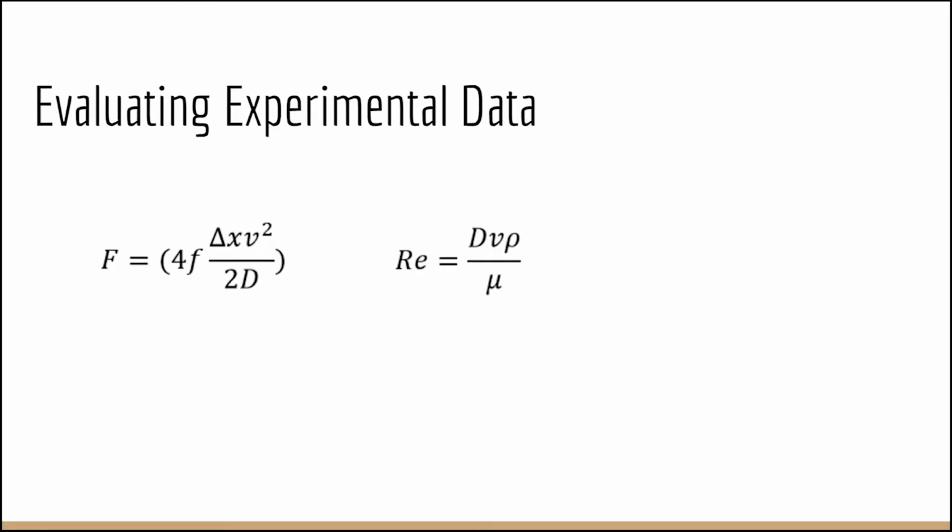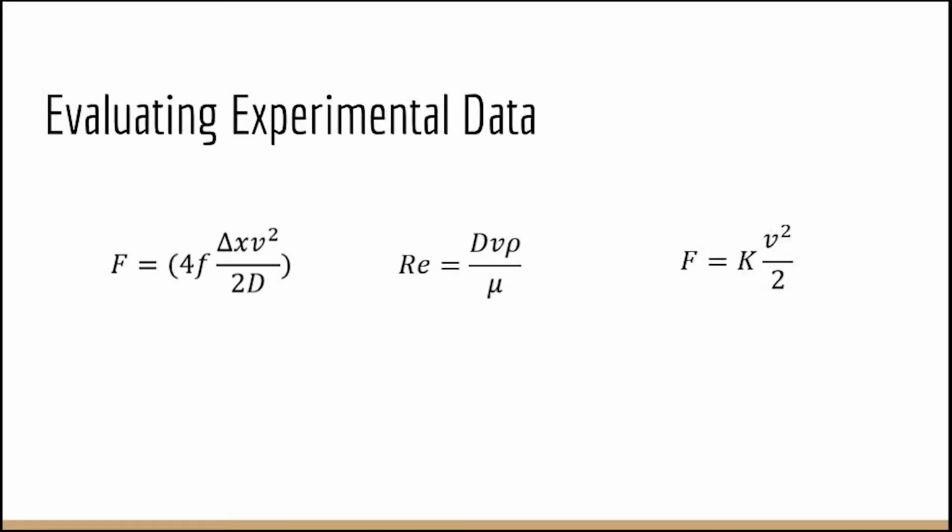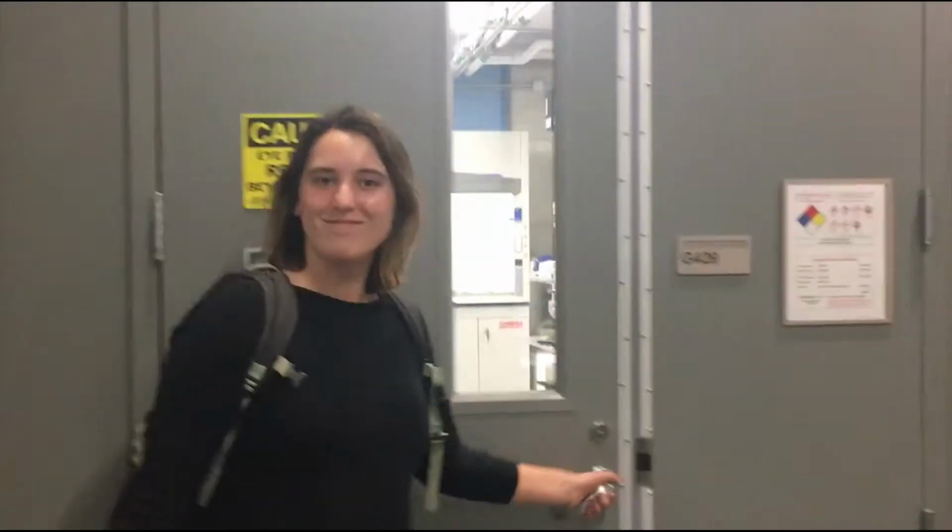Most correlations are based on a Reynolds number, a dimensionless number calculated in the following equation, where d is the diameter, v is the velocity, rho is the density, and mu is the viscosity. For fittings and pipes such as valves, the following equation is used where K is defined as the velocity head. Now that we've learned a little bit about the experiment, it's time to head into lab.